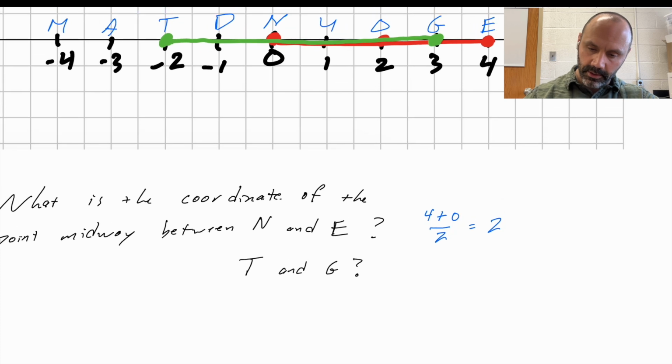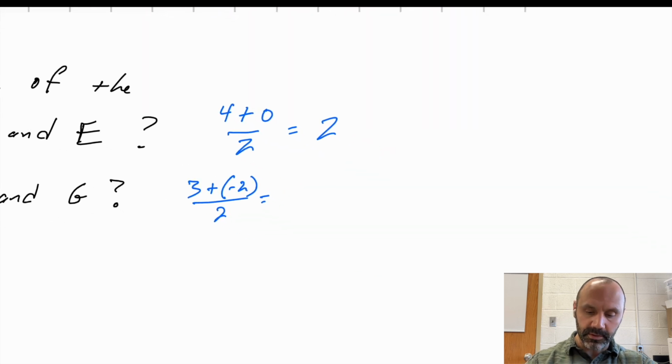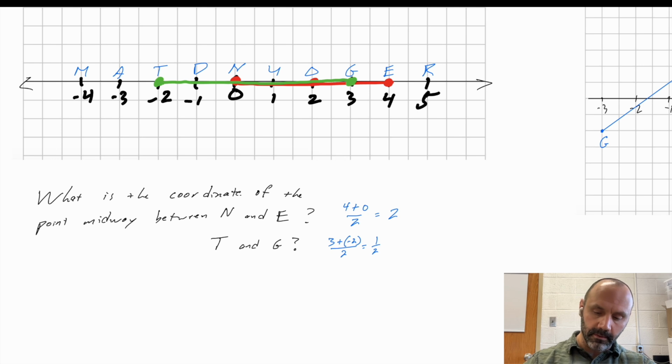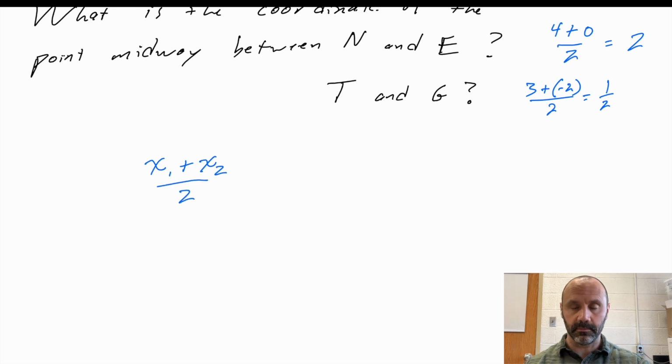The coordinate of G is 3. The coordinate of T is -2, and then divide by 2. So what's going to happen now? 3 plus -2 is 1, and then we divide by 2, we get 1/2. So the coordinate of the midpoint is 0.5. When it comes to just a single line like this, a number line, the formula for the midpoint, if this is like an x-axis, is x1 plus x2 divided by 2. That's it.